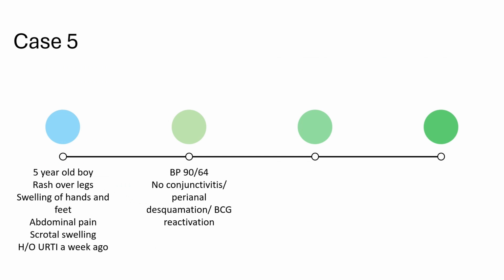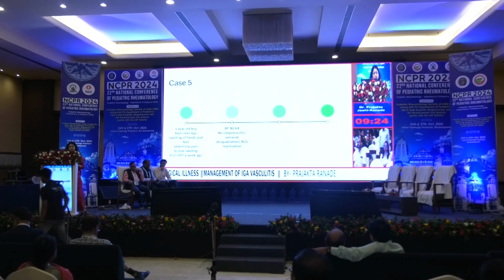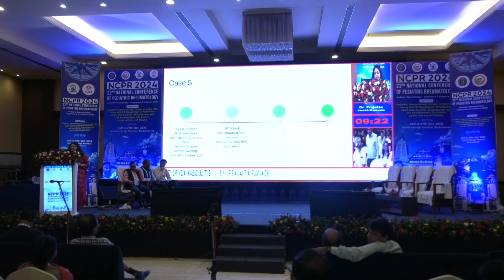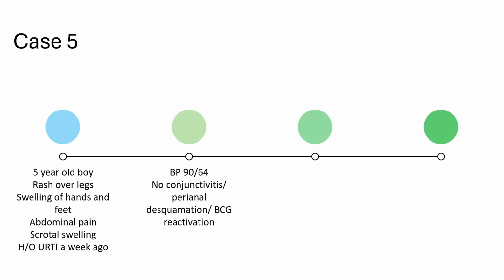Moving on, case 5 is a 5-year-old boy. He had presented with rashes over his legs, swelling of hands and feet, abdominal pain, and he had scrotal swelling as well. There was a history of upper respiratory tract infection a week ago. His BP was normal and Kawasaki was ruled out. As you can see, he had inflammatory edema involving the hands and feet, and he had palpable purpuric rashes as well.